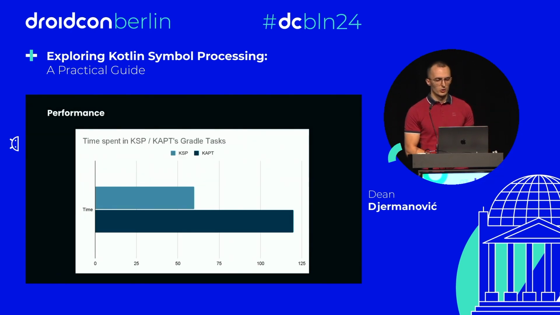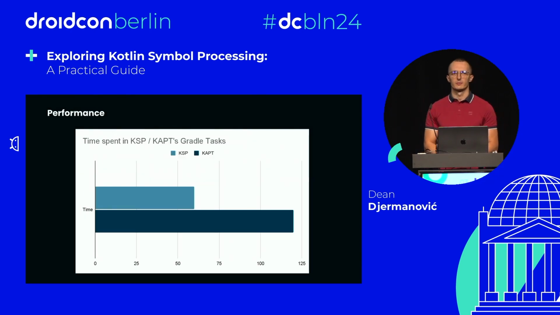When you look at the promotional materials from Google, they claim that KSP is up to 2 times faster compared to KAPT. Specifically, they're claiming that they're seeing performance improvements of processors like Room of up to 2 times when migrated to KSP. I haven't done any benchmarks myself, so I can't verify how accurate this is.